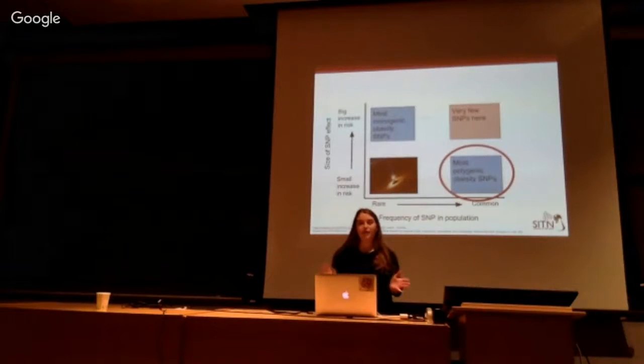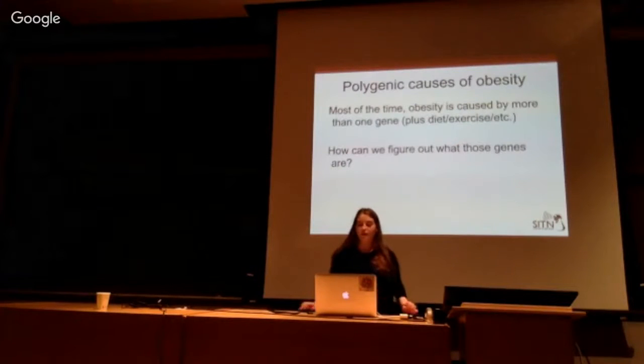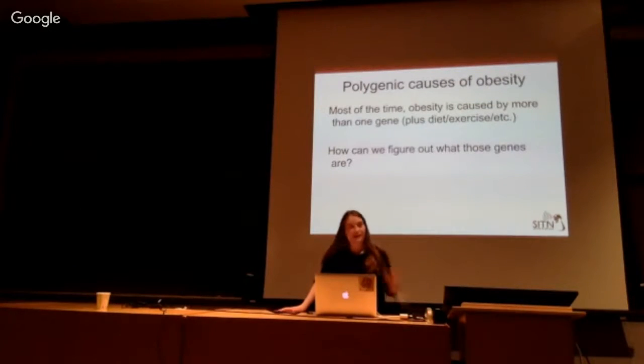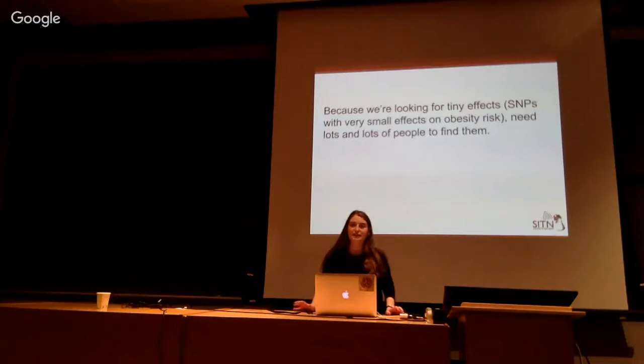Okay, so just to remind you, we are here. So we're talking about common SNPs that cause a small increase in risk. Most of the time, as I've discussed with you, obesity is caused by more than one gene, plus diet and exercise and other lifestyle factors. So how can we figure out what those genes are? The key insight here is that because we're looking for tiny effects, SNPs with a very, very small effect on obesity risk, we need lots and lots of people to find them.